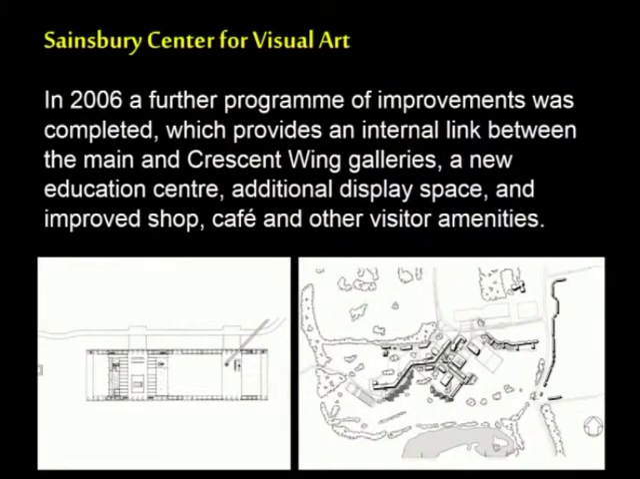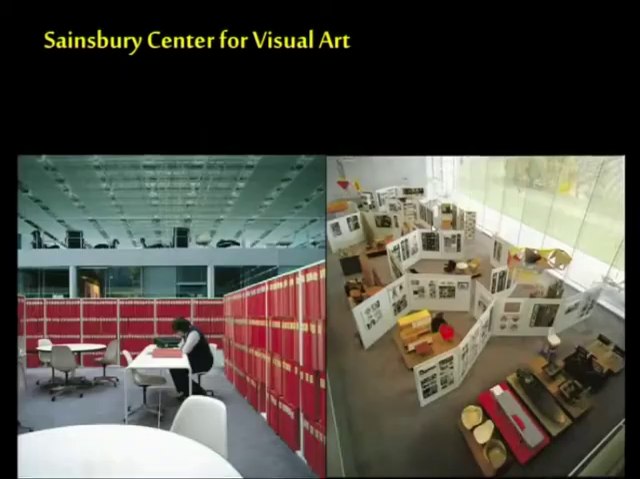In 2006, a further program of improvements was completed which provides an internal link between the main and the crescent wing galleries. A new education centre, additional display spaces, an improved shop, a cafe, and other visitor amenities were added in addition to the original program requirement.